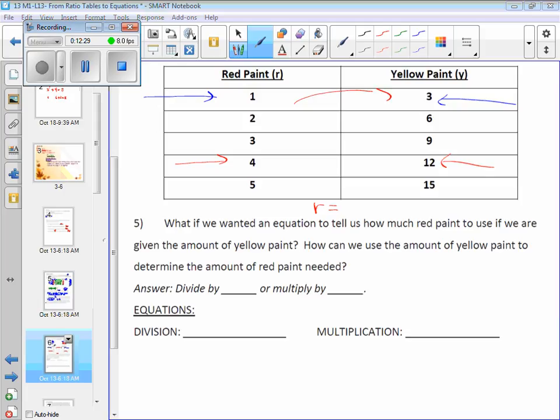You agree that if we go from here to here, we're multiplying by a factor of what, everybody? 3. Times 3, right? What do I have to do if I go the opposite direction? This one I want you to raise your hand for.